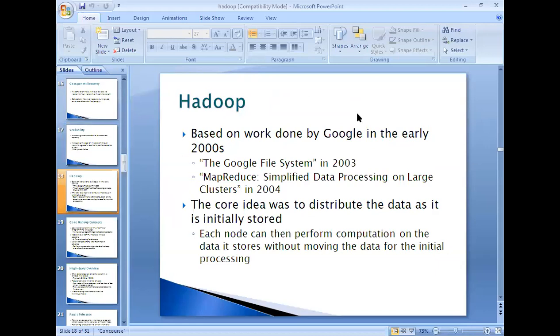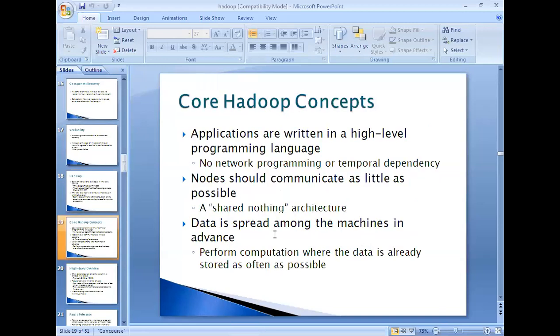This is some information regarding the Google File System and in which year the Hadoop implementation was started. We have discussed this already. The core idea was to distribute the data as it is initially stored. Each node can then perform computation on the data it stores without moving the data for the initial processing. We'll see all these things in detail.